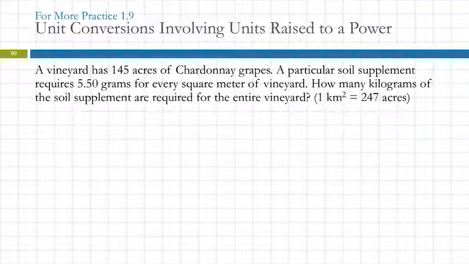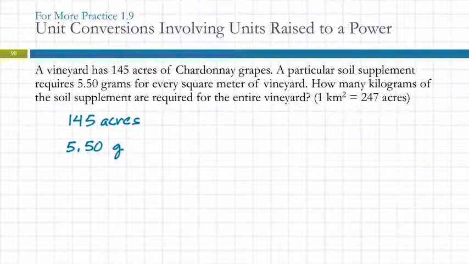Okay, so what do we do with this? Well, let's take the numbers out and write them down. I'm just going to go back through there and find the numbers and write them down with their units. So we've got 145 acres. Then I've got 5.50 grams for every square meter. That is grams per meter squared. And then I've got a question, how many kilograms, and then I've got this relationship given to me.